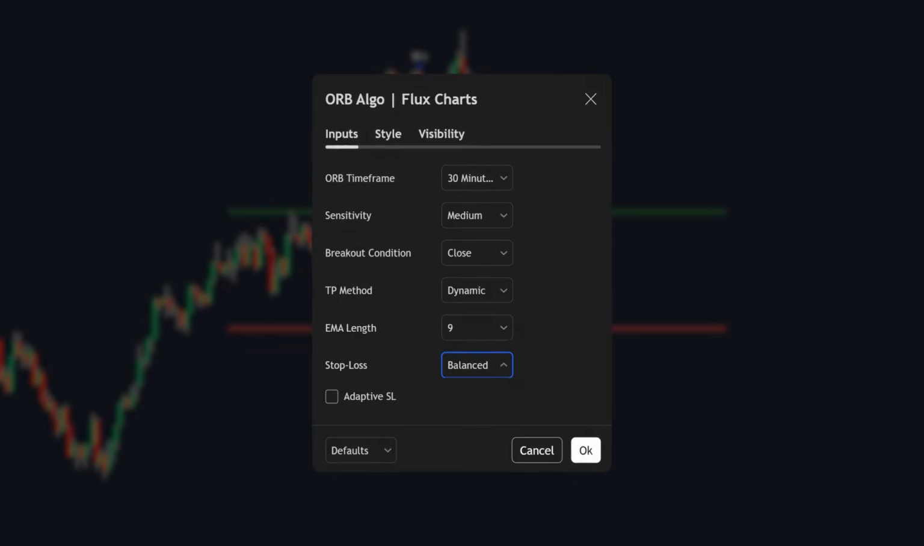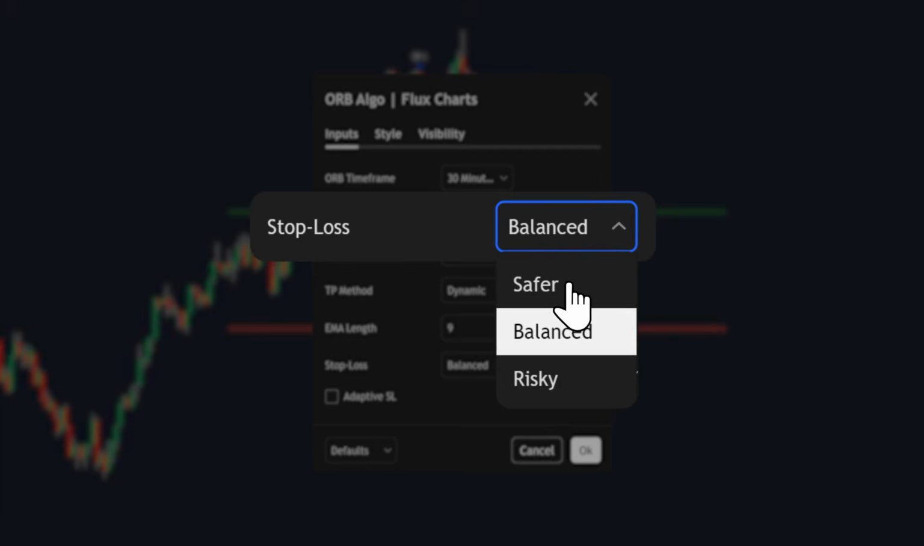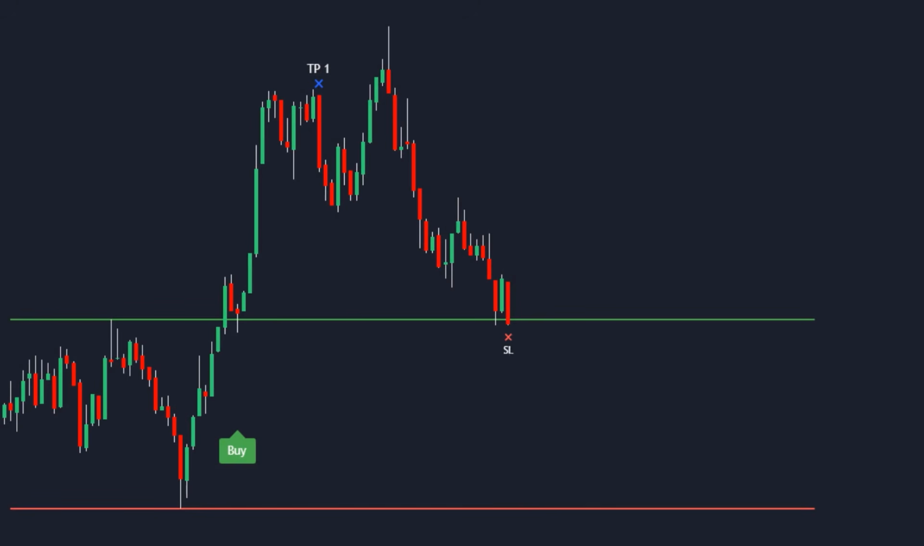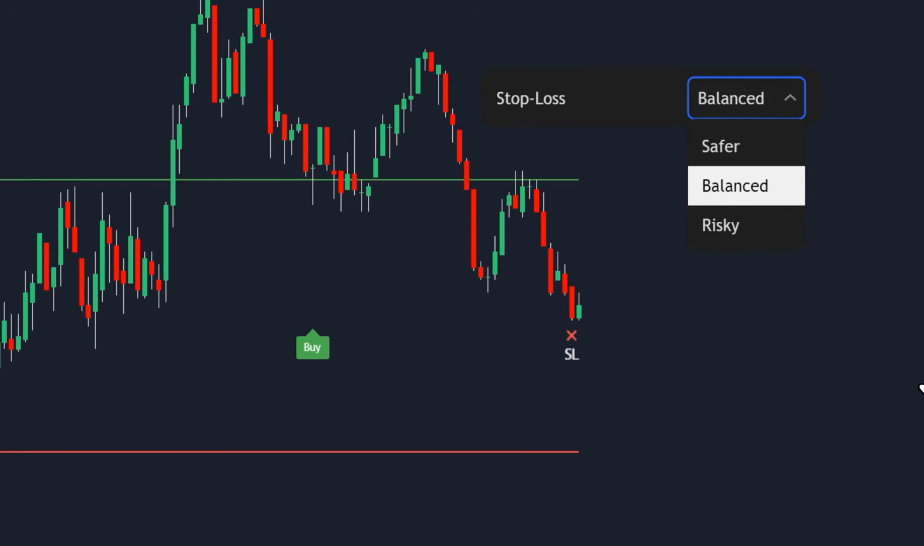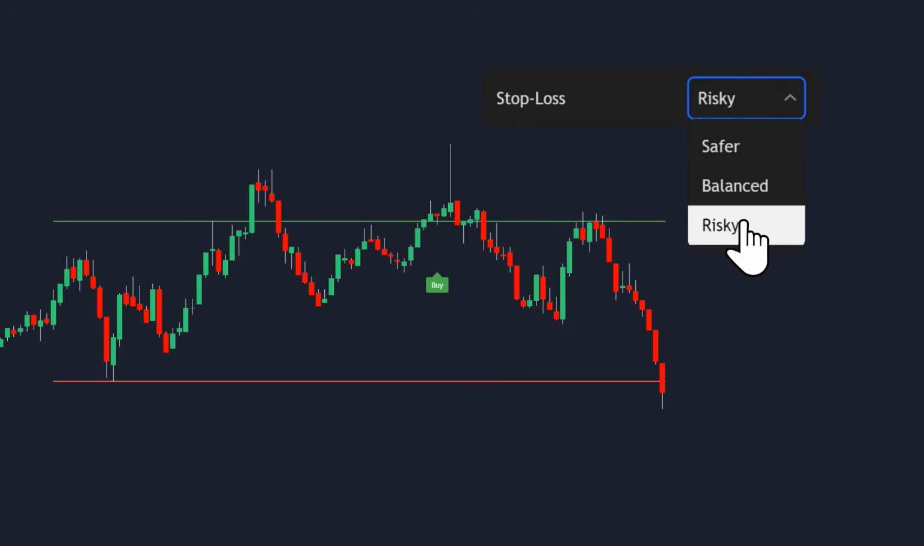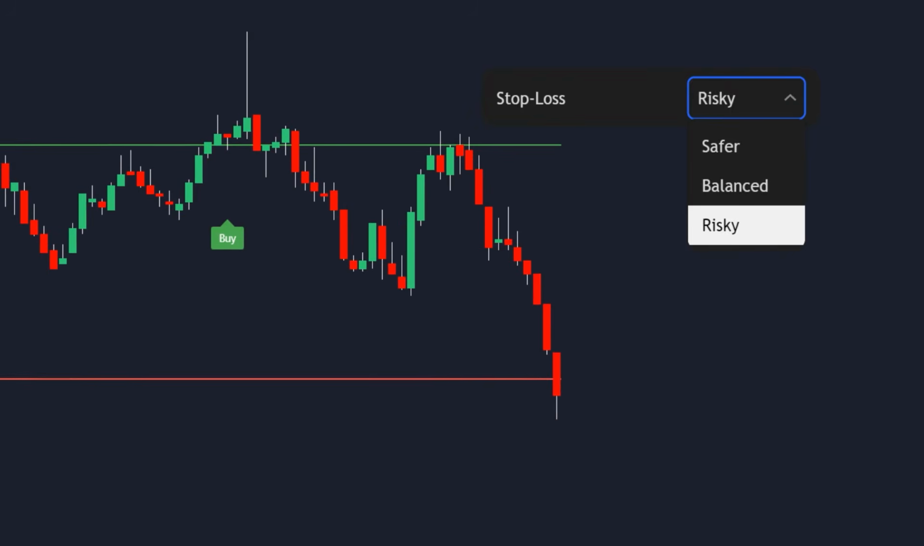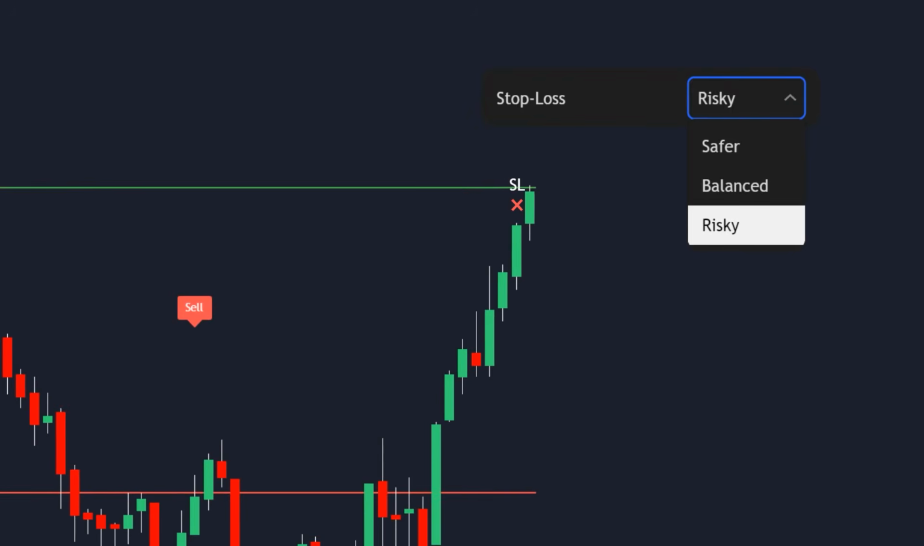For the stop loss, the logic is just as flexible. If you choose the safer option, it will place the stop loss just outside of the opening range. If you choose balanced, it will place it right in the middle of the range. Or, if you choose the risky version, the stop loss will be placed closer to the range's low for a bullish entry and closer to the range's high for a bearish entry.